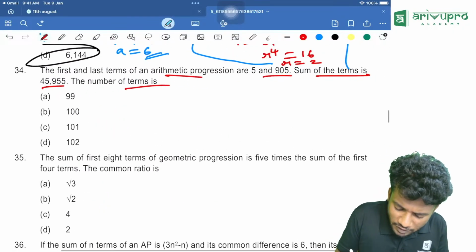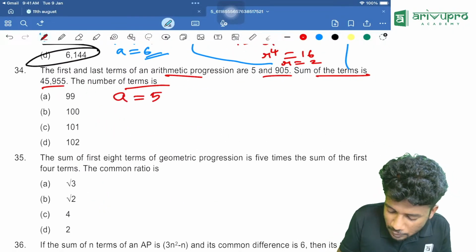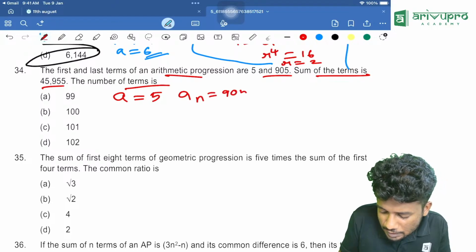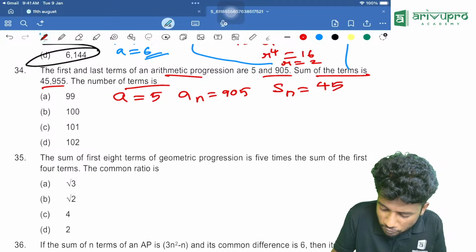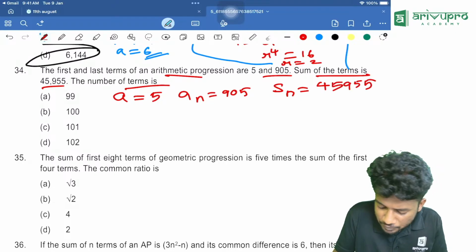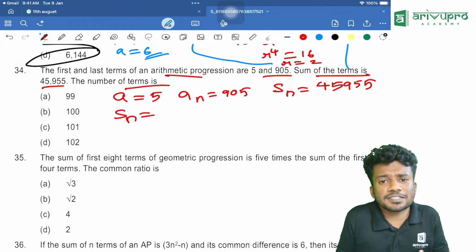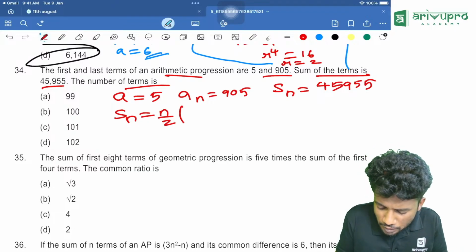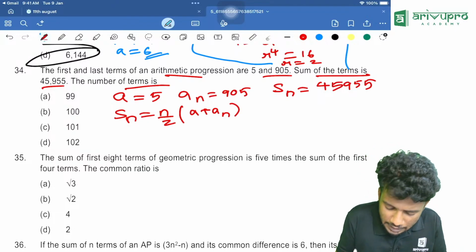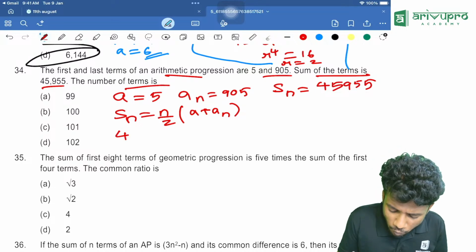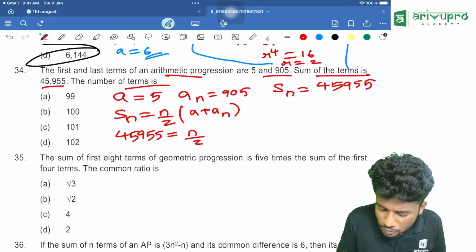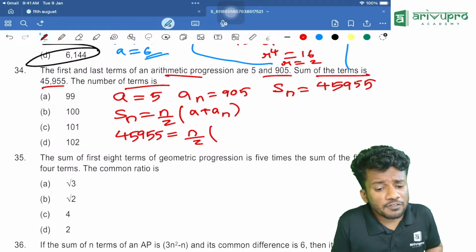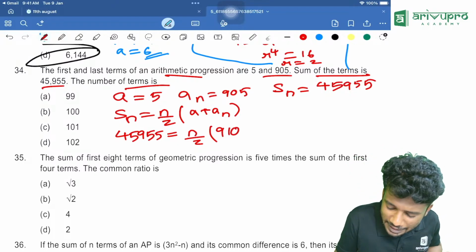Okay. Look here. First term A is equal to how much? 5. An is equal to how much? 905. Then what else is given? Sn is equal to 45955. Now people, we know the formula for Sn. Sn is equal to what? N by 2 into A plus An. Here Sn is 45955, which is equal to N by 2 into 5 plus 905. That is nothing but 910.